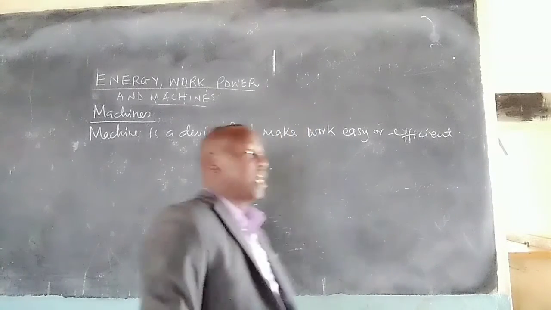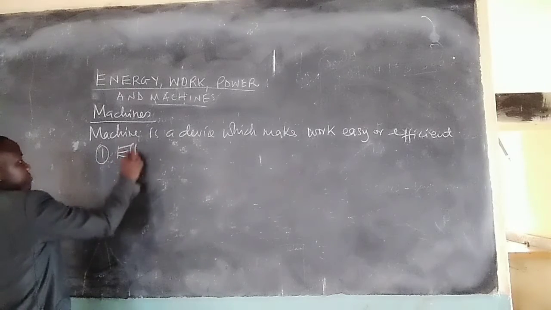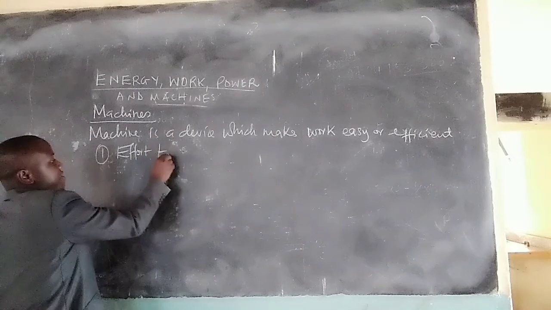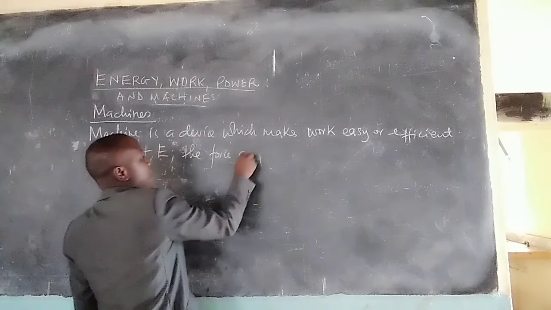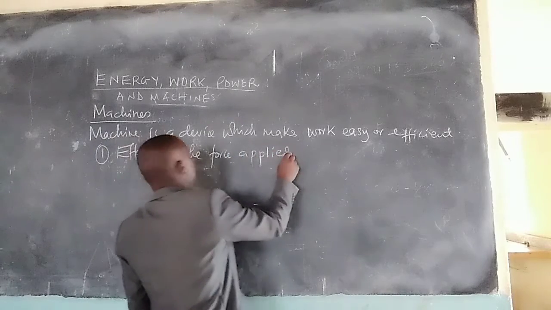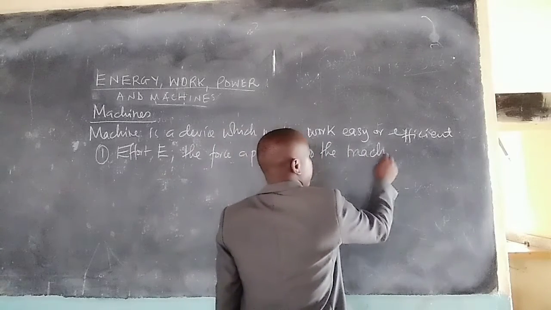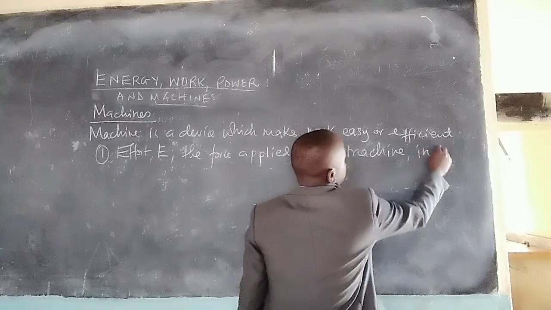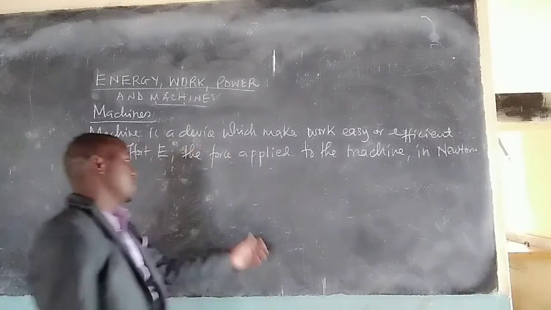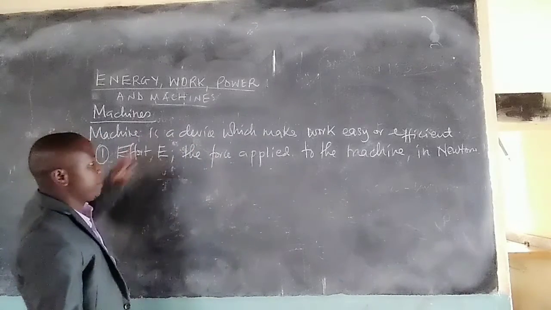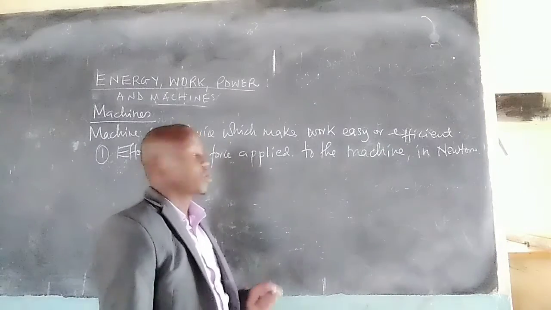Therefore, these terms used under machines, one of them is effort. An effort, abbreviated E, is the force applied to the machine, which is in newtons, of course. So the force applied on a machine, we call it effort. If you have a wheelbarrow, the force you will cause on it is called effort.